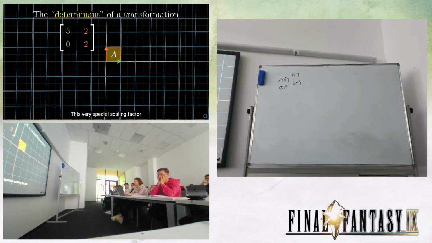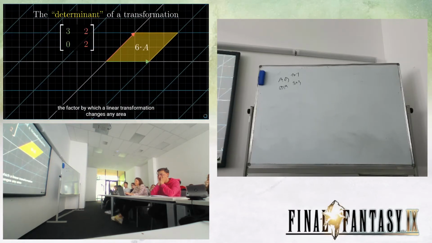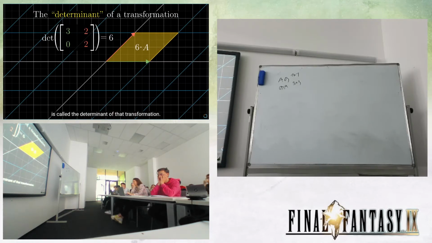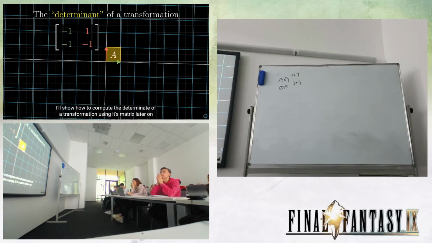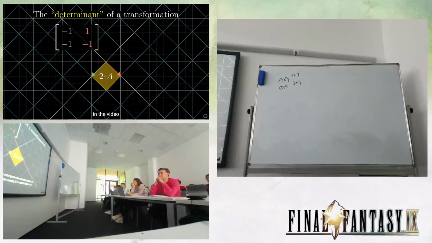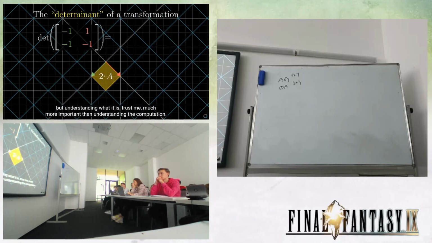This very special scaling factor, the factor by which a linear transformation changes any area, is called the determinant of that transformation. I'll show how to compute the determinant of a transformation using its matrix later on in this video, but understanding what it represents is, trust me, much more important than the computation.